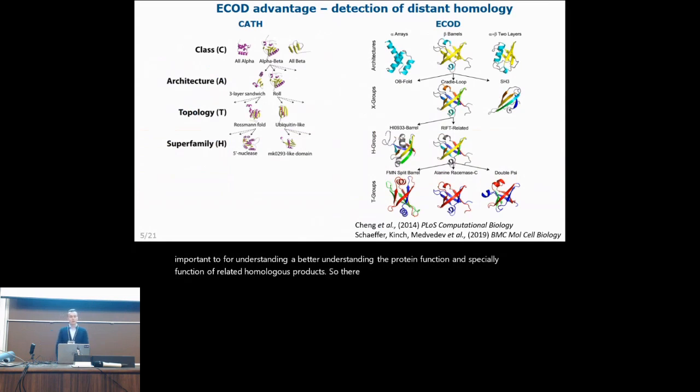There currently exist several approaches, several databases, several classifications, and our team developed and is currently maintaining the ECOD database. ECOD stands for Evolutionary Classification of Protein Domains. And the main feature of this classification is the position of topology group below homology level, which allows us to detect real distant homology relationships between protein domains, which sometimes can be detected only manually.